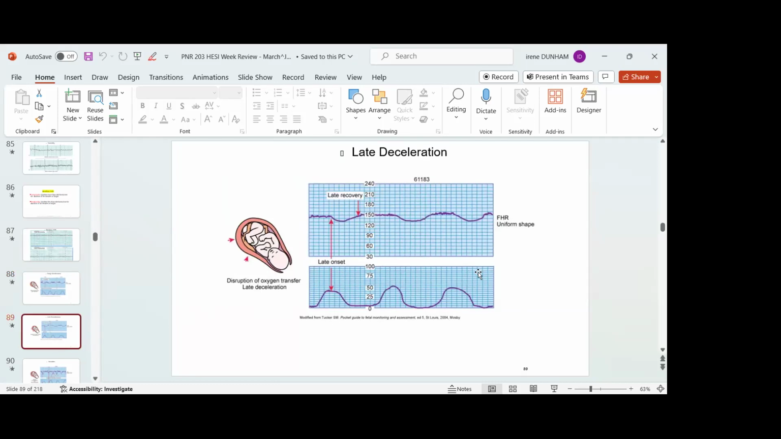Now, remember, lates are caused by uterine placental insufficiency. So here is your acme, and here is where the baby's heart rate goes down after the contraction. Now, what HESI does is it gives you a scenario, and it'll tell you that the heart rate decelerates after the contraction. Well, when they say after the contraction, that means a late deceleration. And that's uterine placental insufficiency.